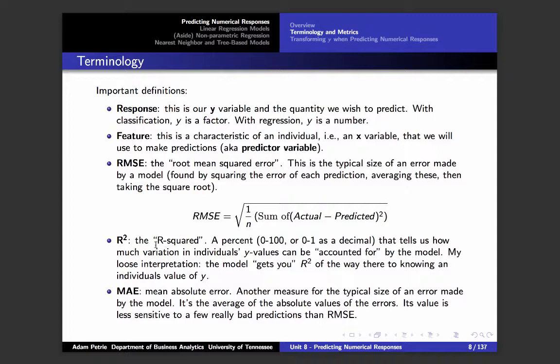Now, another thing we can look at is what's known as the R squared of the model for its predictions, and it's going to be a number that varies between 0 and 1. The closer to 1, the better the predictions are. It's essentially the square of the correlation between the predicted values and the actual values. And my very loose interpretation of the value of R squared is that basically using the model gets you about R squared of the way there to knowing the individual's value of Y. If it was 100%, then we'd be able to predict that individual's value exactly.